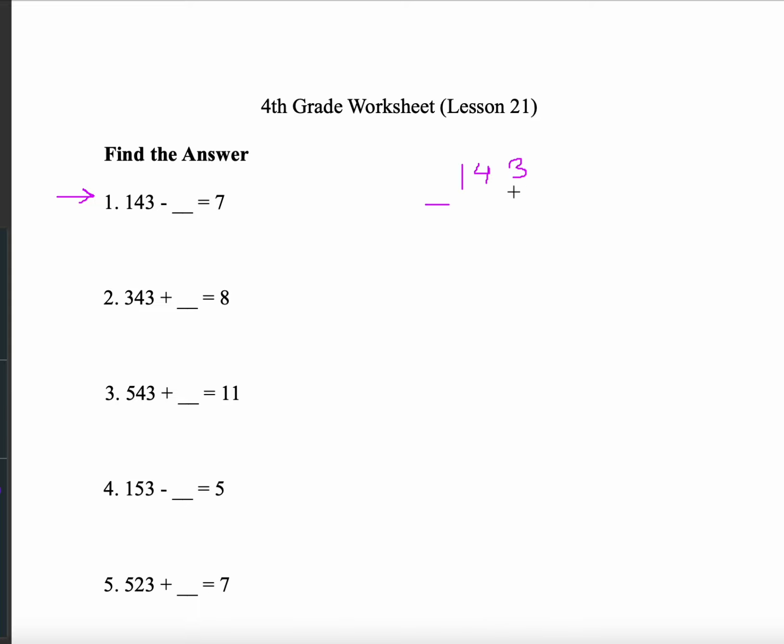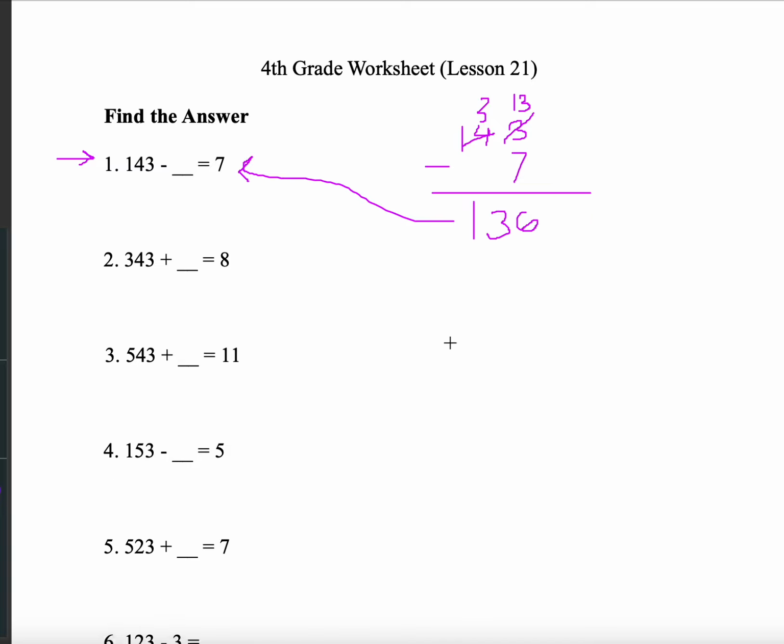So 143 minus 7. So this is 13. Then this is 3. This will be 6. This will be 3. This will be 1. So the blank is 136. So 143 minus 136 equals 7.